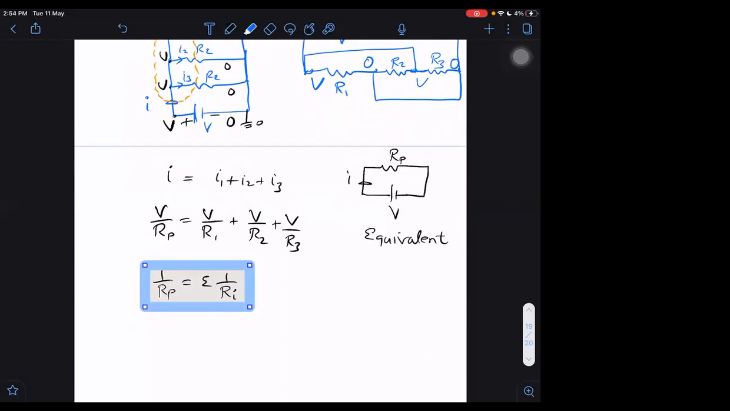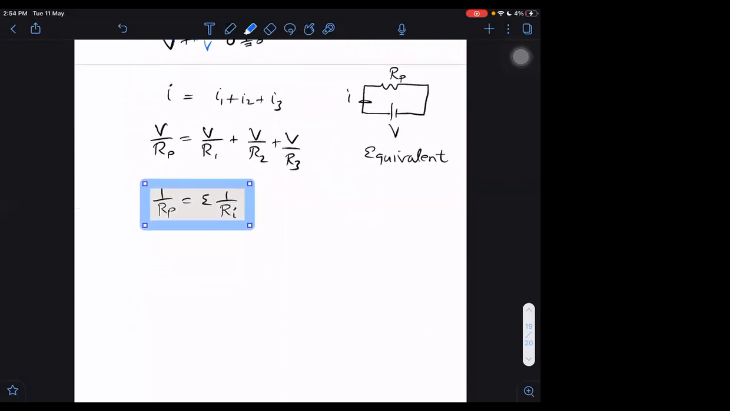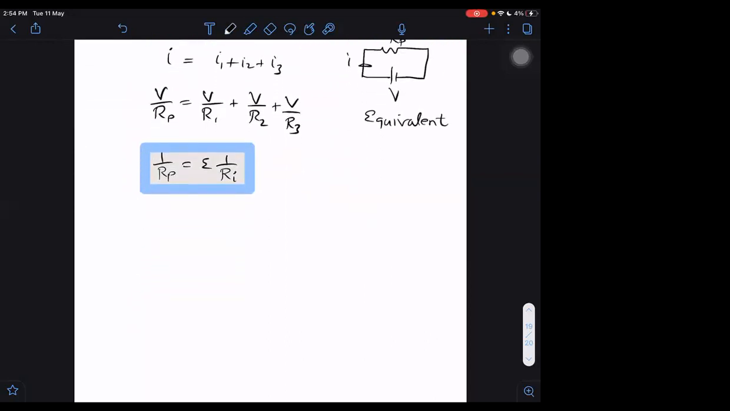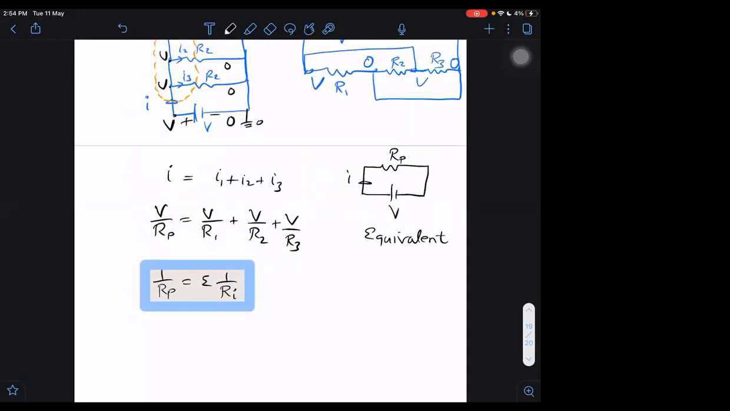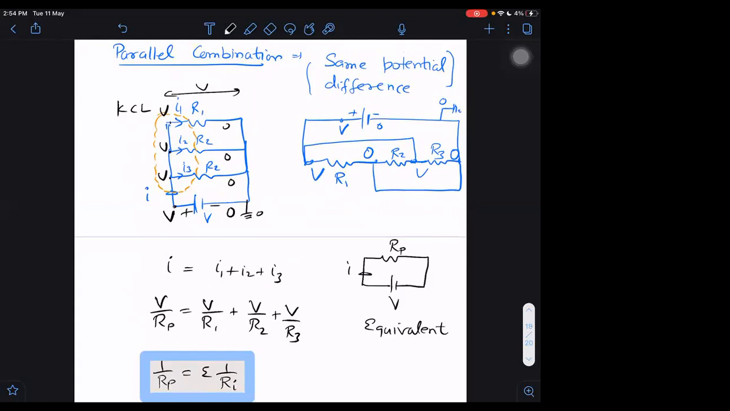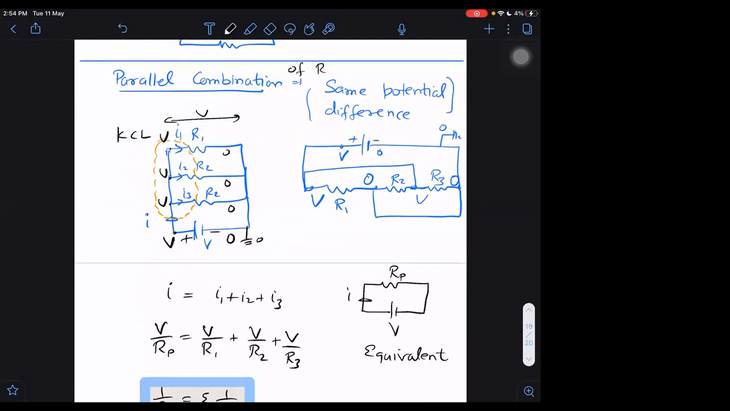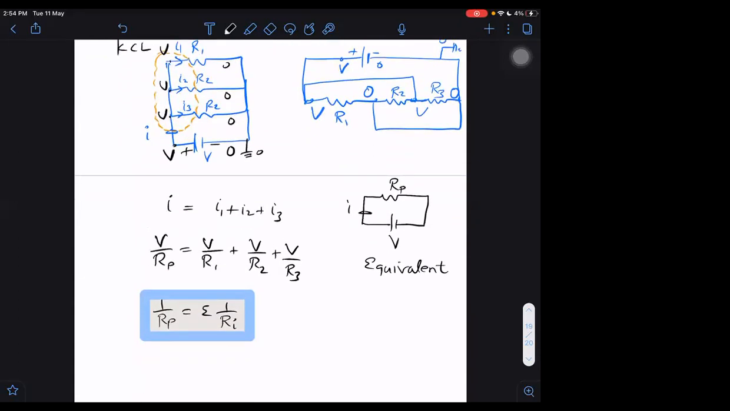Okay. 1 by Rp is equal to sigma 1 by Ri. But here I have taken a simple case. Did you observe any battery in between? No. This was just a parallel combination of resistances. Last time I took both in the same place because the series case is comparatively easier.